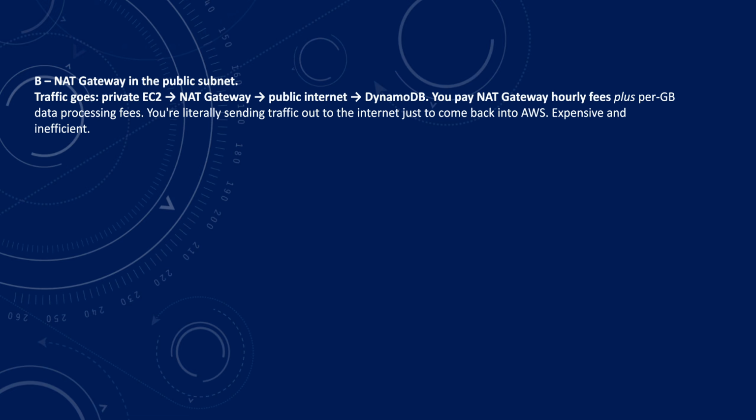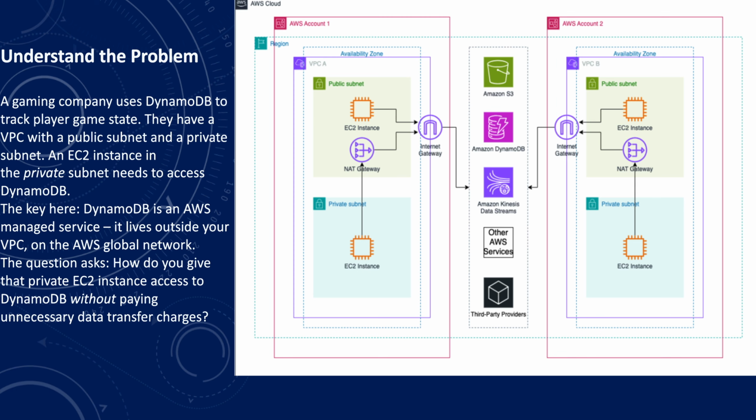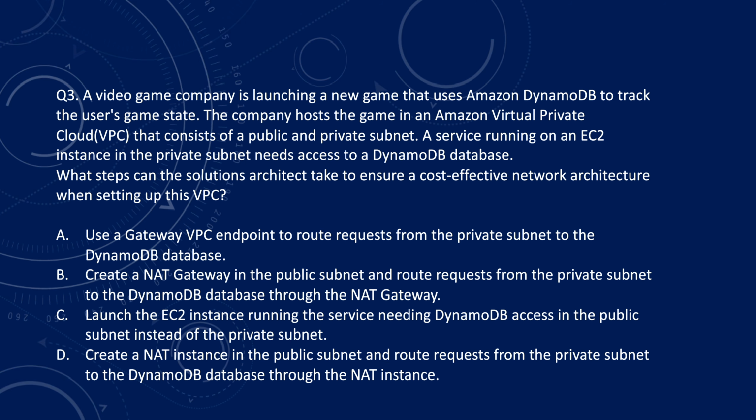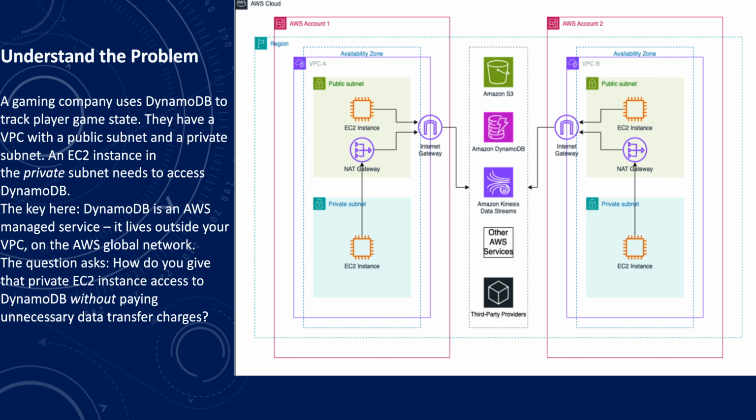So the first one is option B, which says NAT gateway in a public subnet. So let's see the options. Option B was create a NAT gateway in a public subnet and route request from the private subnet to the DynamoDB database through the NAT gateway. Okay, so they want to create a NAT gateway in the public subnet, which I have explained. They want to create a NAT gateway under the public subnet, and they want to communicate from this EC2 instance through the NAT gateway to Amazon DynamoDB.